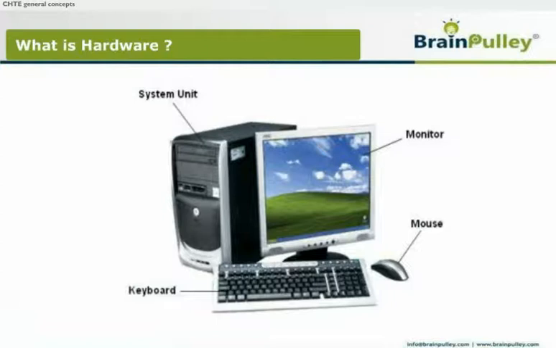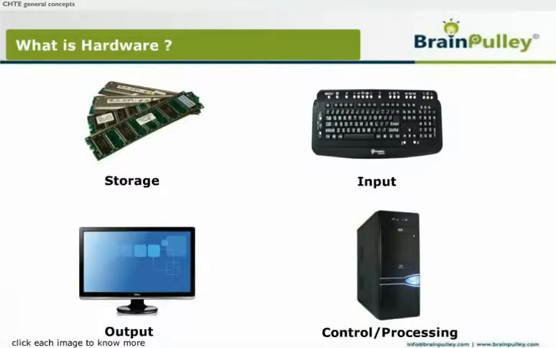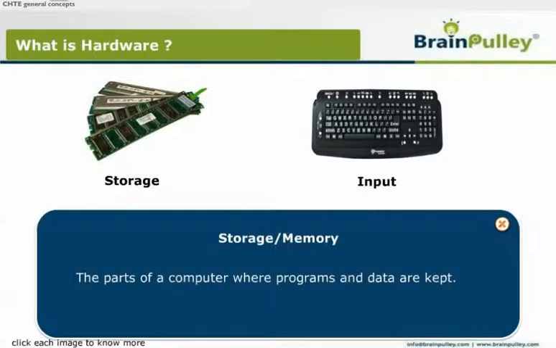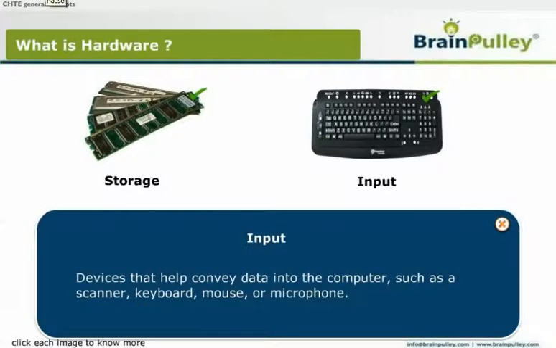Click each image to know more. Storage or memory. The parts of a computer where programs and data are kept. Input. Devices that help convey data into the computer, such as a scanner, keyboard, mouse, or microphone. Output. Devices that help the computer output information to the users, such as a printer, monitor, or speakers.